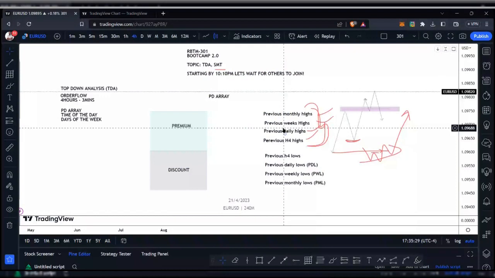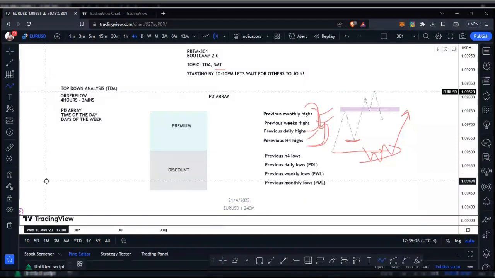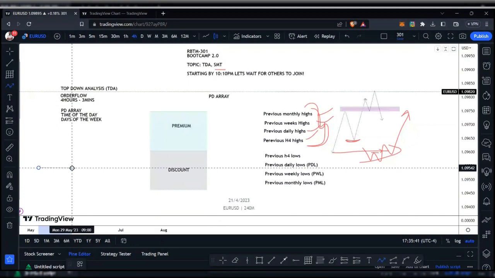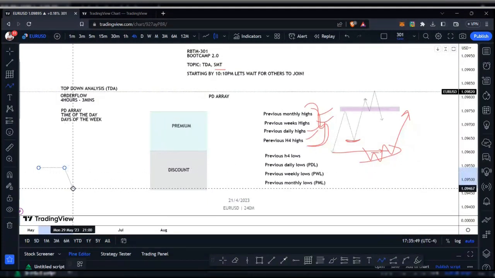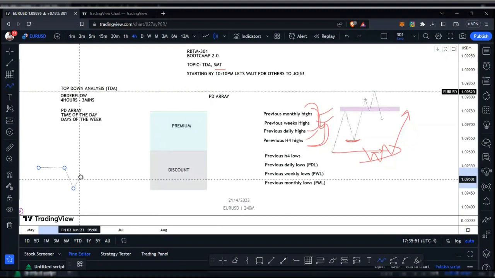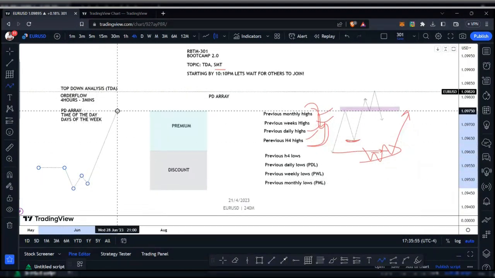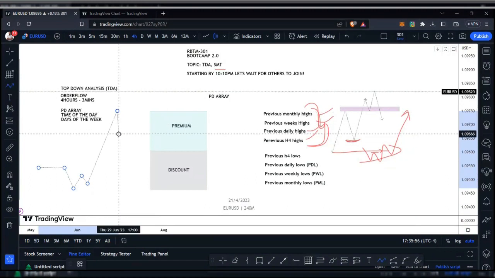Now, if you were here, you remember the class we did on open, high, low, close, where I said price is going to do what? Price is going to open, right? We are going to get an open. We are going to get, let's say, a low, the low of the day, right? And then price goes to give us the high, and then price closes.